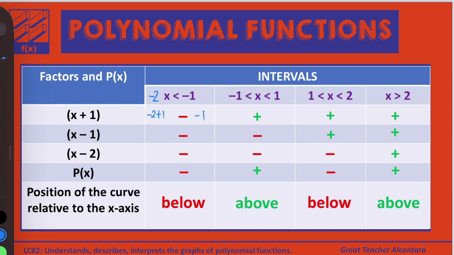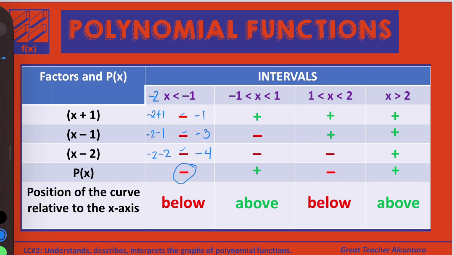Now if you have x minus 1, let's have -2 minus 1. That is -3. So still negative. Now if you have x minus 2, that is -2 minus 2. That's -4. Still negative. So to get the answer there, when you have factors, you multiply them to each other. So negative times negative is positive, times another negative, that will make it negative.